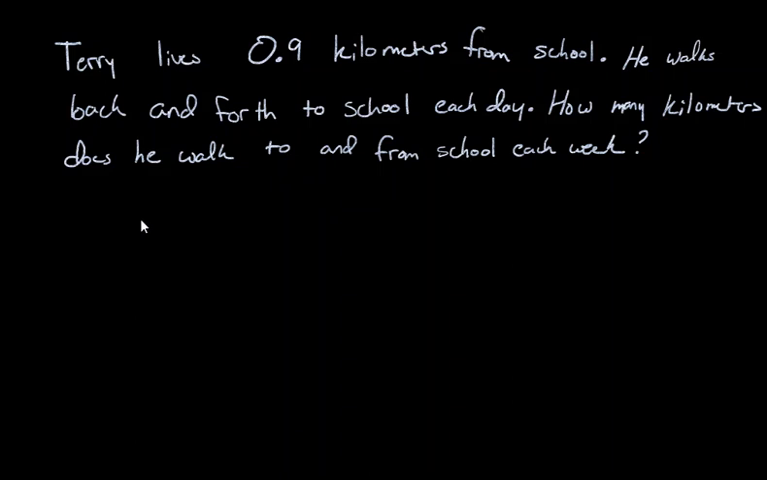That would be 10. So what I need to do is 9 tenths times 10. And this is so easy because I know that when I multiply by 10, I just move the decimal place one place to the right. So 9 tenths times 10 is 9. Another way I could have done this is I could have said, well, I could double this because he walks 9 tenths of a kilometer to school and 9 tenths of a kilometer back from school.